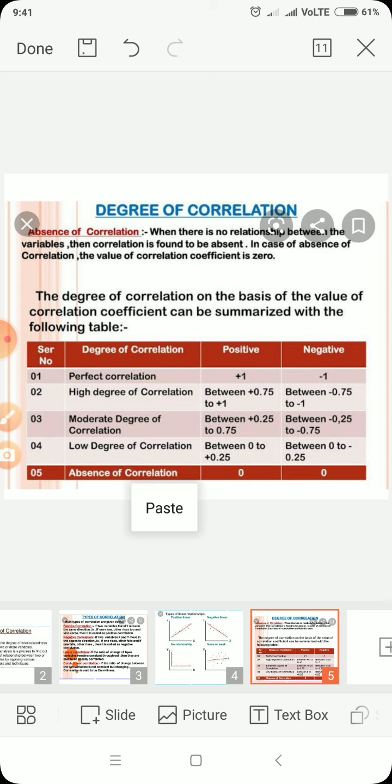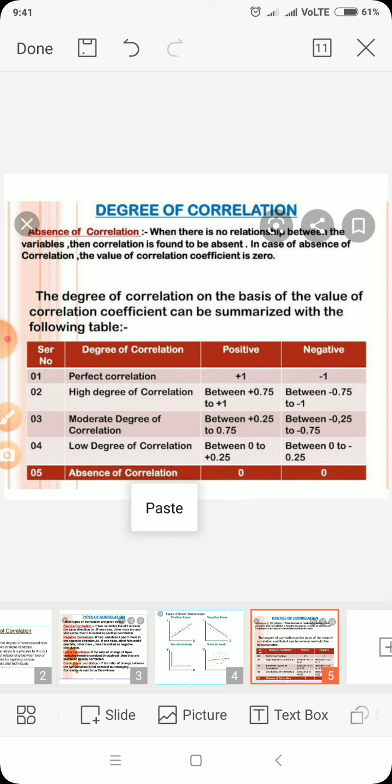Then we have low degree of correlation. When the degree of correlation of the two series is very small, it is called the low degree of correlation, and its coefficient lies between 0 and 0.25. Clear? Then lastly, we have the absence of correlation.